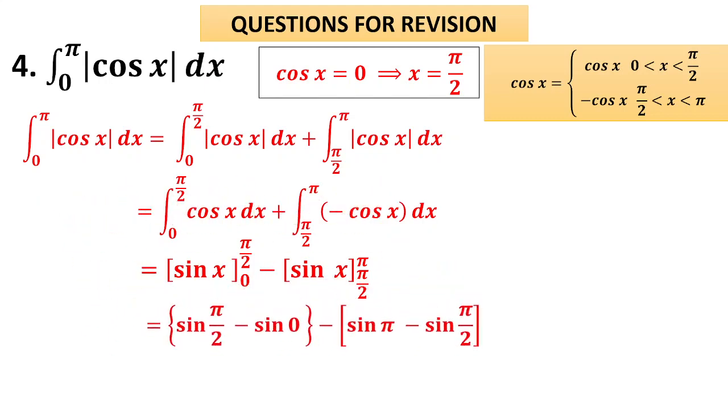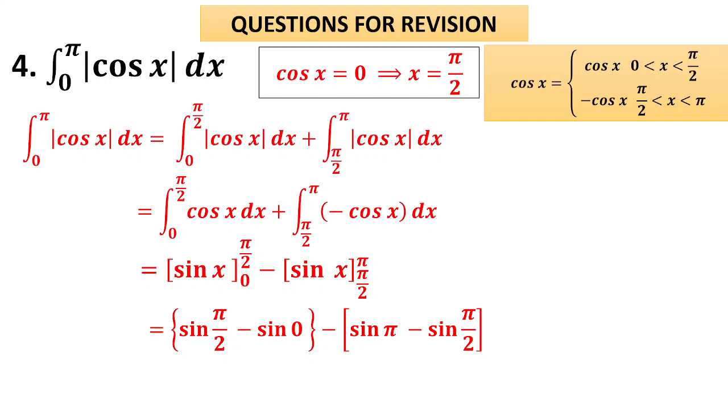Where it will be sin pi by 2 minus sin 0, minus of sin pi minus sin pi by 2. Sin 0 is 0. Sin pi is also 0. You know the value of sin pi by 2. Therefore 1 minus of minus 1. So the answer is 2.